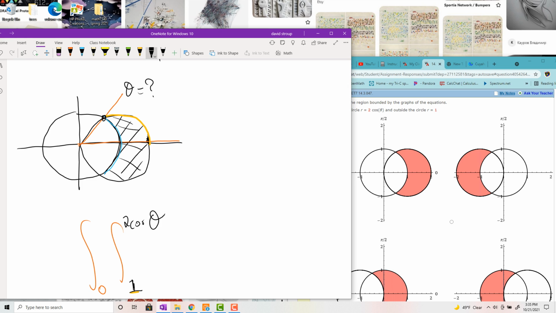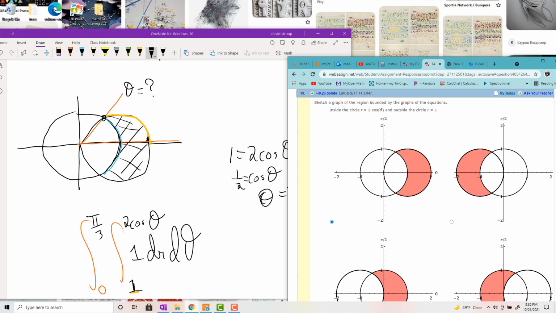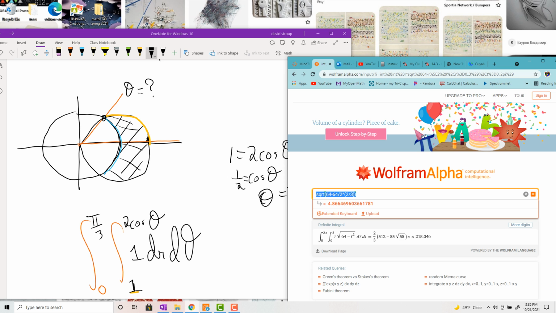So it's going to be where those two graphs intersect. In other words, where r equals 1 and r equals 2 cosine theta. So I just have to solve this equation. You just set the r's equal to each other. 1 equals 2 cosine theta. That'll be 1/2 equals cosine theta. And in the first quadrant, that means theta must be equal to pi over 3. So you're going to pi over 3, and then of course it's just 1 dr d theta, and I'm dying to make sure that's correct so I can sleep at night.